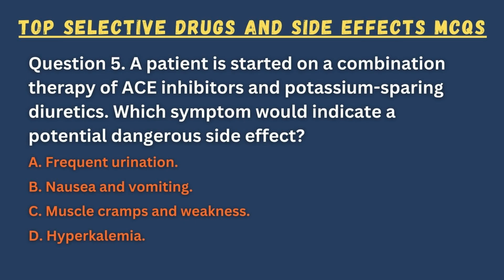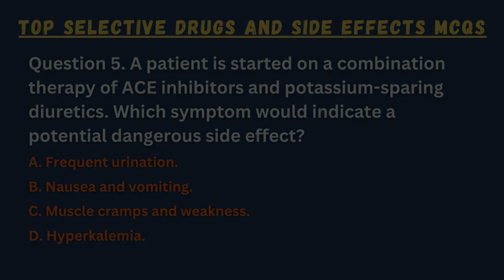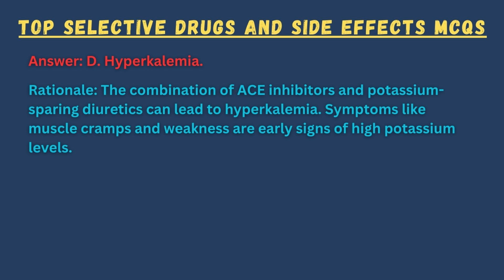Question 5. A patient is started on a combination therapy of ACE inhibitors and potassium-sparing diuretics. Which symptom would indicate a potential dangerous side effect? A. Frequent urination. B. Nausea and vomiting. C. Muscle cramps and weakness. D. Hyperkalemia. Answer: D. Hyperkalemia.